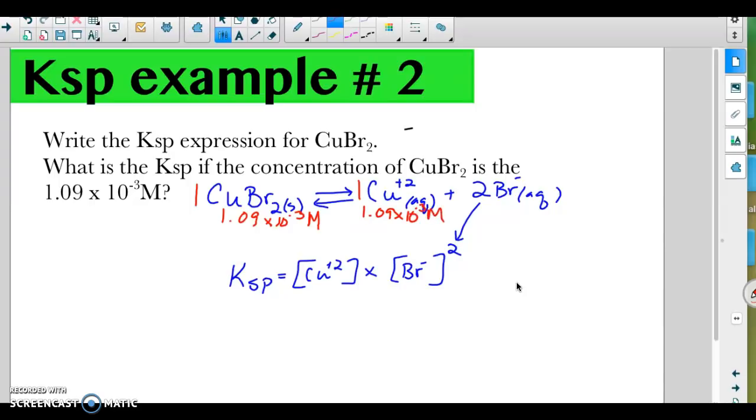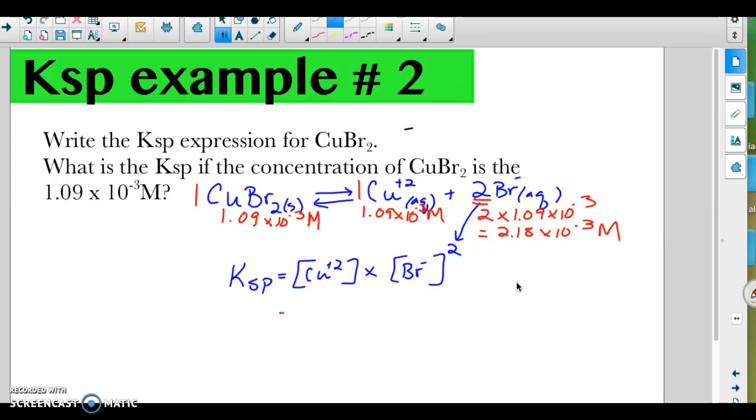Because we're in a 1-to-1 mole ratio, I'm also going to get 1.09 times 10 to the negative 3 moles per liter of copper 2+ ions. And then I would get 2 times that because I have 2 moles of bromide for every 1 mole of copper(II) bromide. So it'd be 2 times the 1.09 times 10 to the negative 3. So I would get 2.18 times 10 to the negative 3 for my molarity of bromide ions.